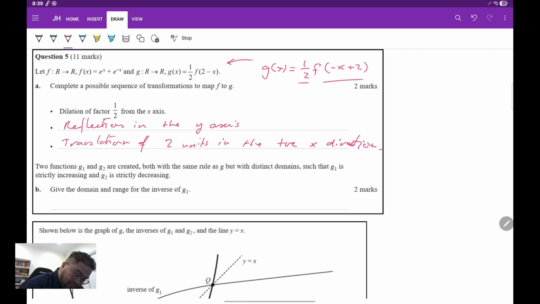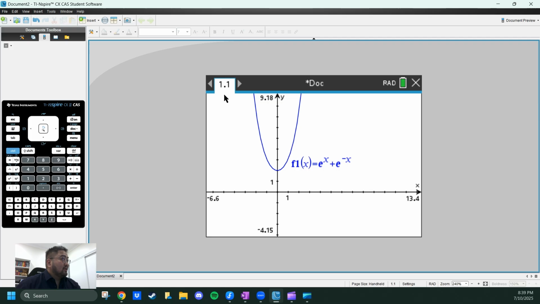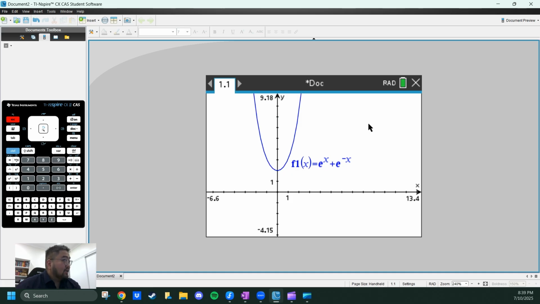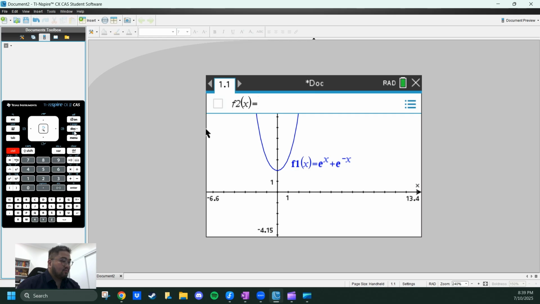same rule as g, but with distinct domains such that g1 is strictly increasing and g2 is strictly decreasing. Okay, so with this question, I need to first have a look at what my graph looks like. And if I just pull this up, you'll see that this graph here is f1, which is the graph itself. And perhaps it's best if I define it.